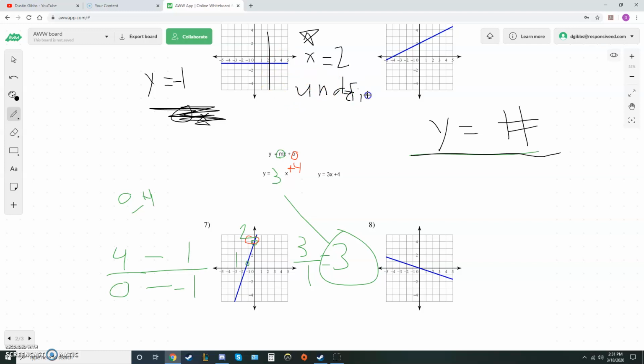Okay, so here we would call this slope undefined.